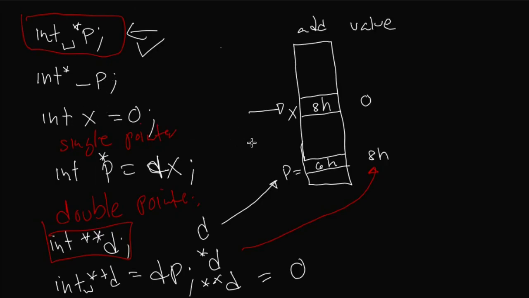In the next video, I'm going to show some double pointer examples, like in a matrix or other types of data structures.